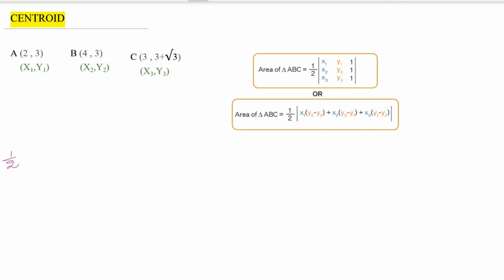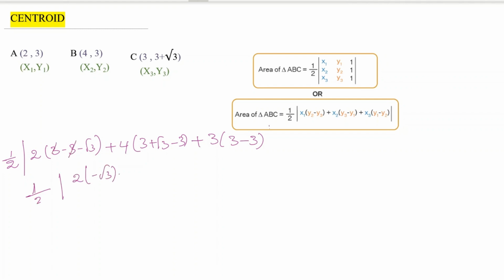Now substitute the values here. Half, x1, that's 2, times (y2 minus y3), 3 minus, if we take the minus sign inside, we'll have 3 minus root 3, plus x2, that's 4 here, times (y3 minus y1), plus x3 times (y1 minus y2). So here this 3 and 3 will get cancelled out. This minus root 3 plus 4 root 3, plus 3 and minus 3 will get cancelled out. That's 0.